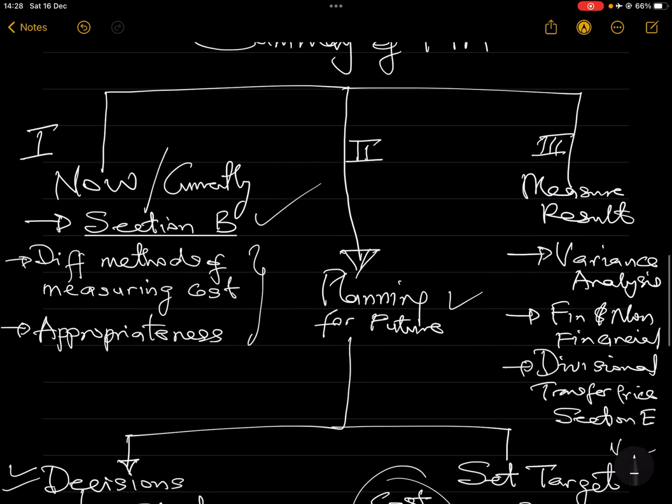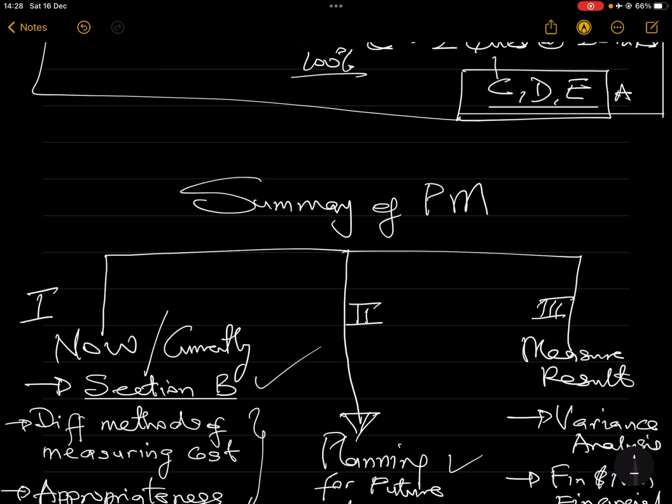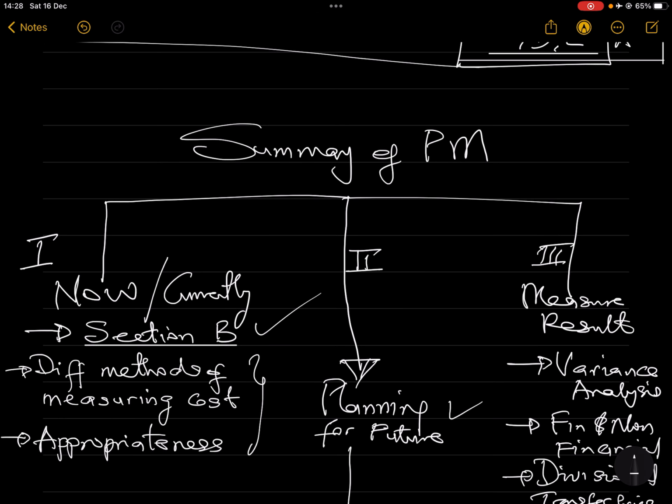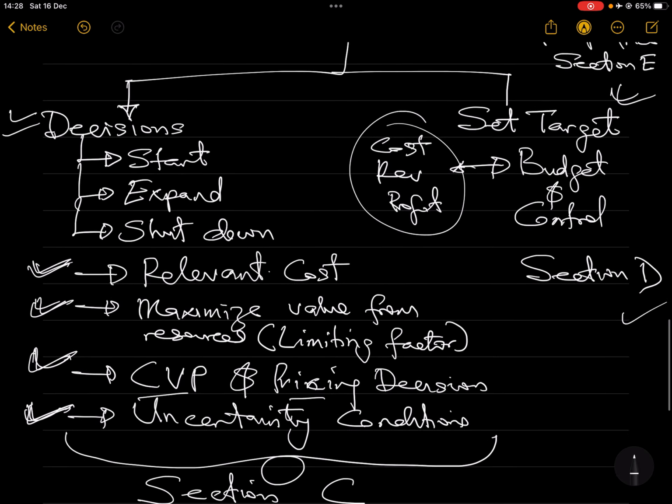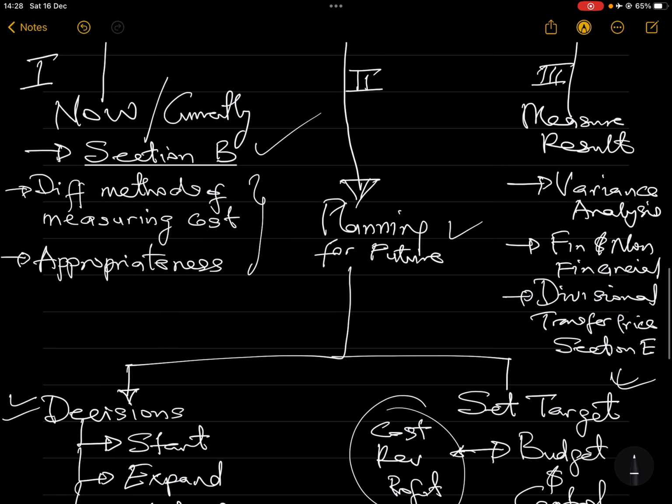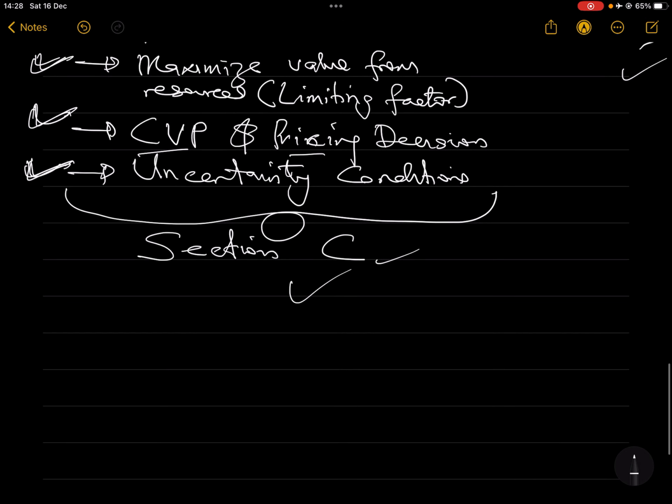So now you've seen these sections of the syllabus. This is everything about performance management. Just one little thing I'm going to touch on soon. Just wait. We're going to look at section B. Planning for the future is section C and D. Then measuring results is section E. So practically we've touched on section B, C, D, and E. And I've told you that for section F, we're not looking at it for this exam. I'm not going to be touching that in my videos for these exams.